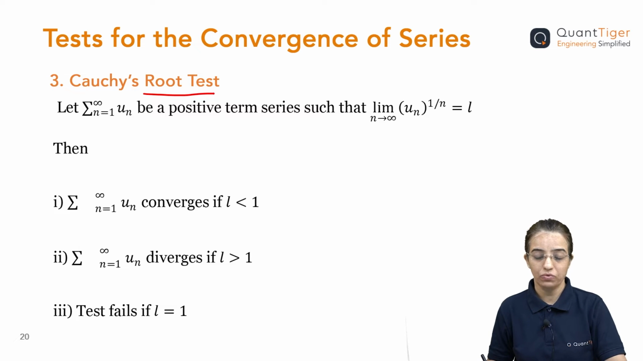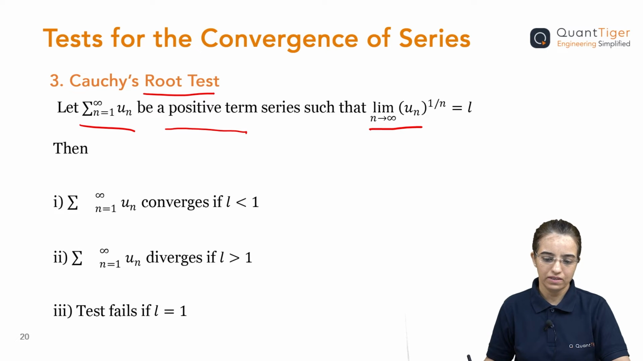How will we be doing that? Let's discuss in more detail. Let's say this is the given series, where n is from 1 to infinity. If it includes all positive terms, then we can say that the limit as n tends to infinity of u_n raised to 1 by n is equal to L. L can be any number.